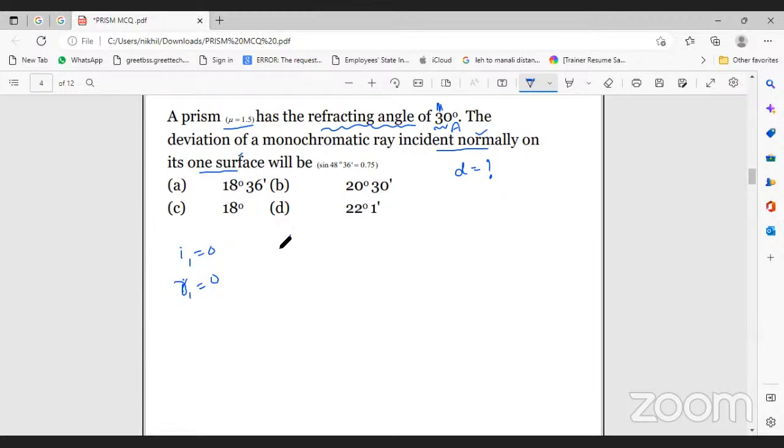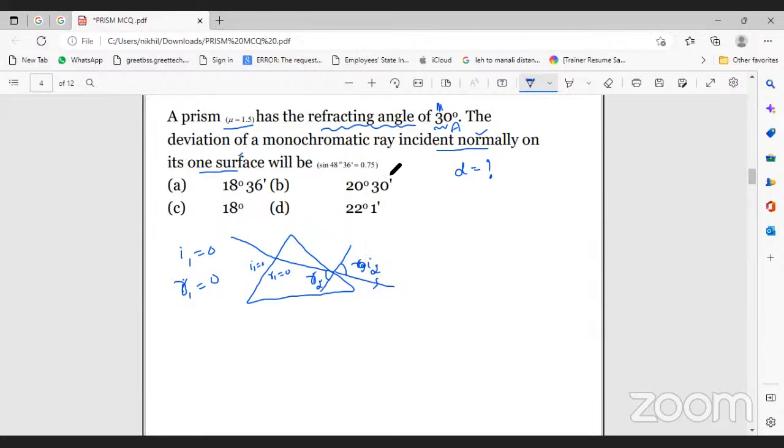If you want the diagram, I can draw it like this. This is the prism. A ray of light is incident normally on the first surface, so here the I1 value is 0 and the R1 value is 0. Now it is incident at an angle I2 on the second surface, where refraction takes place. This is R2, and this you can take as I2 as per the concepts.